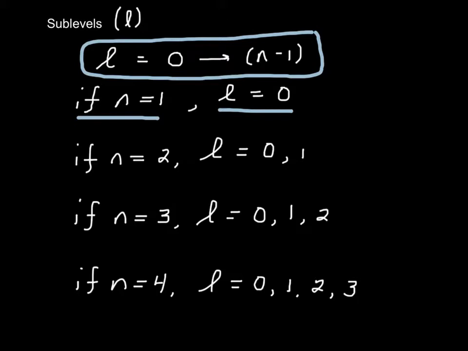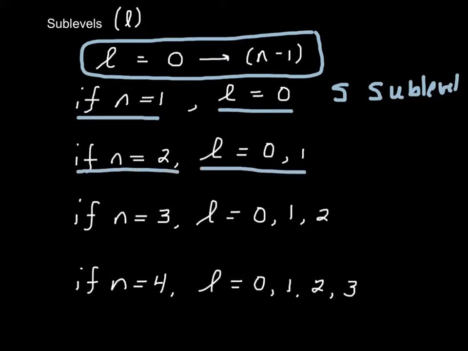By the way, you already know L equal to 0 by another name. You call it the S sublevel. Okay, so you already know S. You've heard that letter before. If n were 2, L could have 2 values, 0 or 1. 0 is the S sublevel, and 1 is the P sublevel.